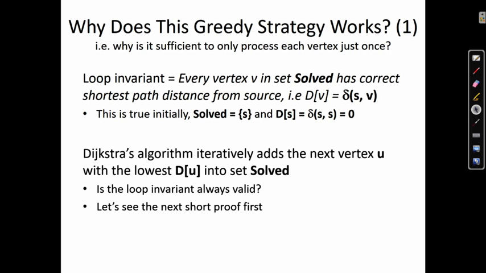Next, Dijkstra's algorithm will iteratively take the next vertex with the lowest D of U, right? The lowest shortest path estimate, and put it into solved. Now, is the loop invariant still valid from this point onwards? Hard to say. So we must prove that it's correct. In order to prove this, I need to first prove two lemmas to help me.